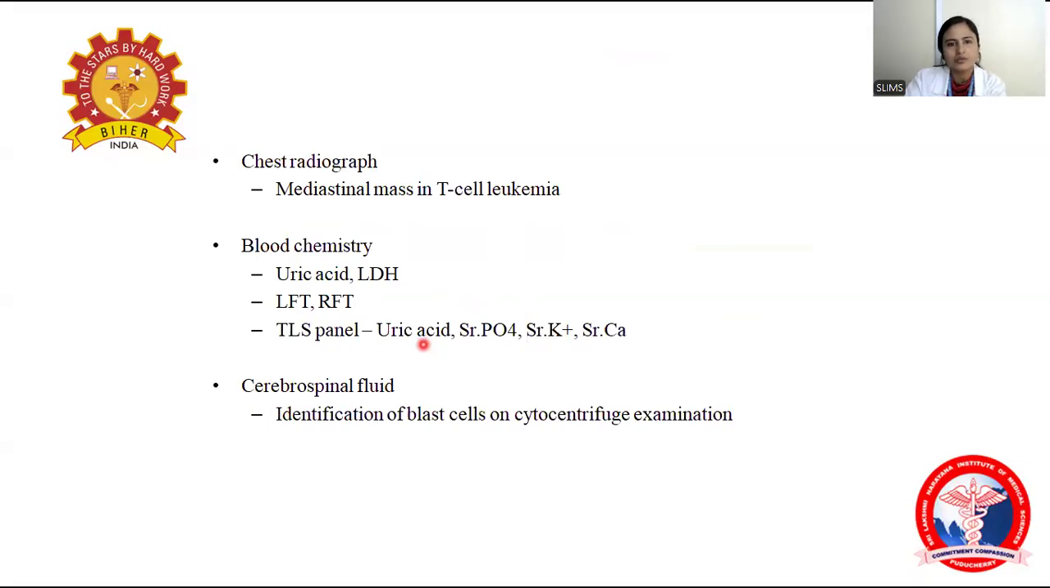So after this, we will request them to take a chest X-ray to look for a mediastinal mass, and other blood investigations like uric acid and lactate dehydrogenase, liver function test, renal function test, and a tumor lysis syndrome panel, which comprises uric acid, serum phosphate, serum potassium and serum calcium. We will also examine the cerebrospinal fluid for identification of blast cells on cytocentrifuge examination to exclude CNS involvement.